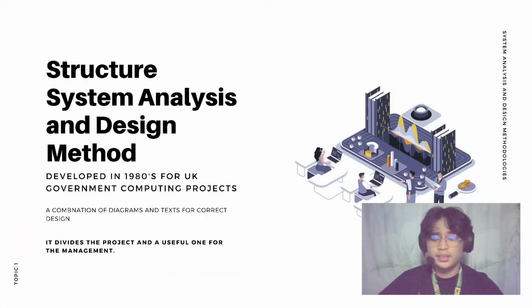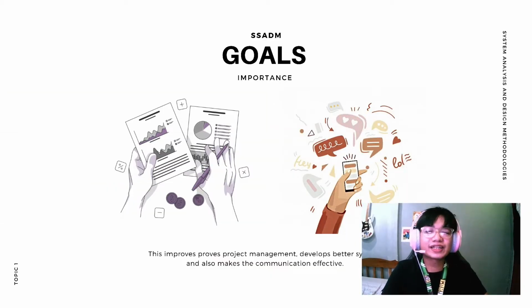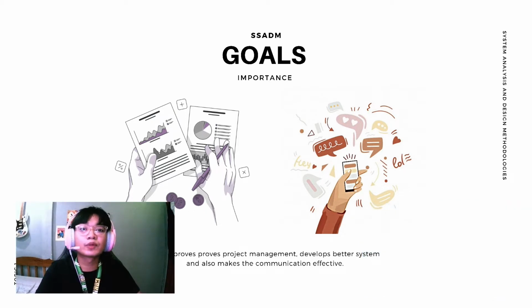Okay, so what's the goal of SSADM, Ichan? It is to improve the project management and control process by developing better systems and methods, and also to ensure that the projects are resilient to the loss of staff. It also aims to establish a framework for effective communication between project participants.